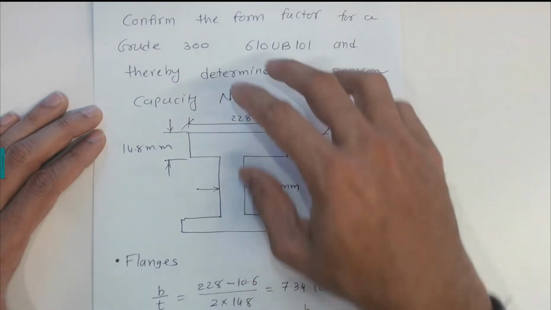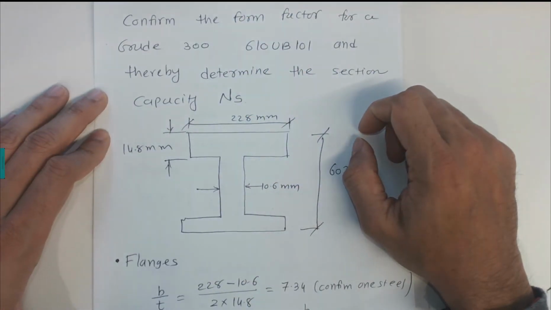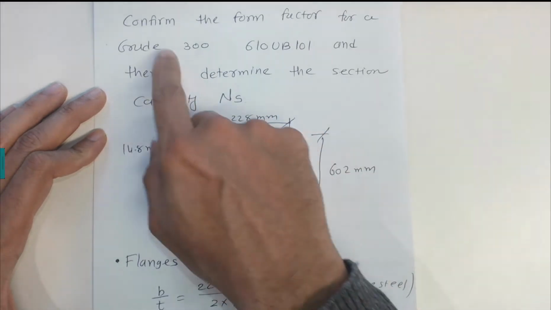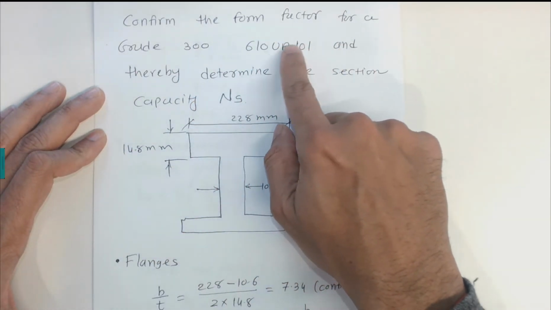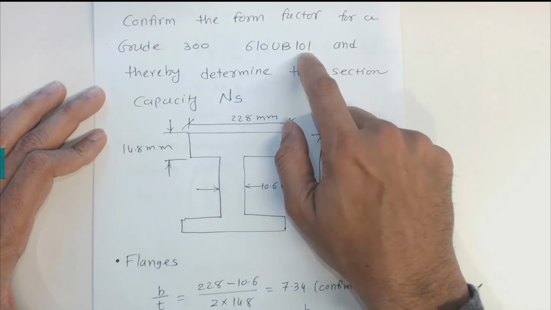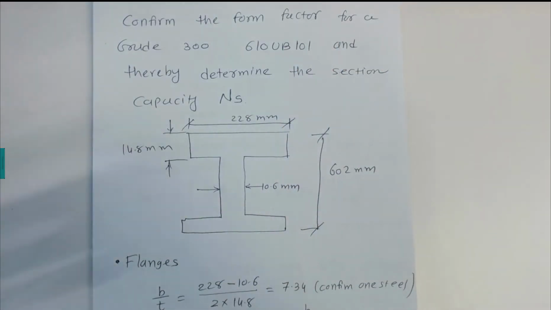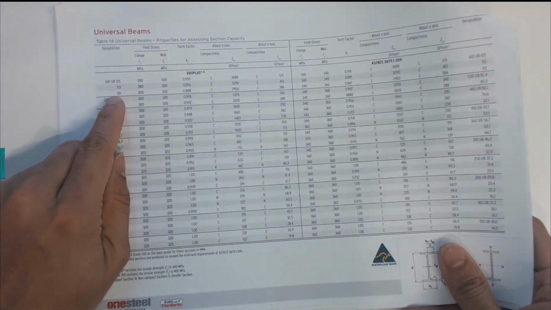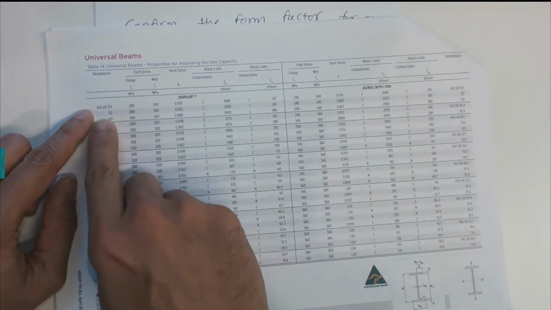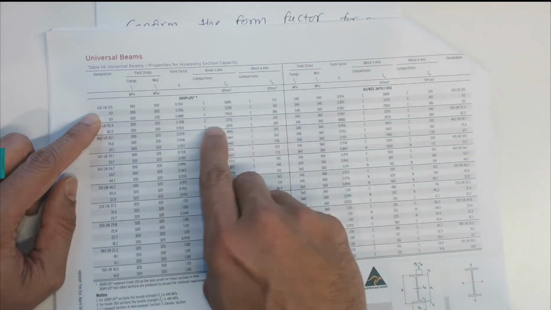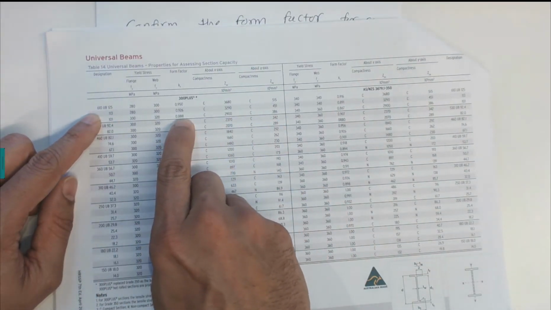The objective of this video is to find the section capacity of the steel beam under compression. So confirm the form factor for a grade 300, 610 UB 101. The form factor of the universal beam is given on page number 15. We can find the 610 UB 101, and we have a form factor given, 0.888.